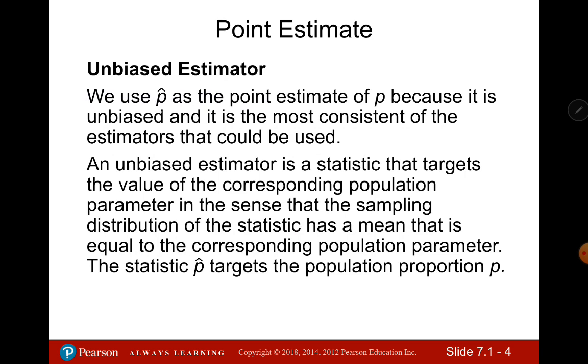The reason is that it's the unbiased estimator. Unbiased estimate means the mean of this estimator, the mean of all the p-hats, is equal to the population parameter, p. So we say p-hat targets the p, so it's called unbiased.